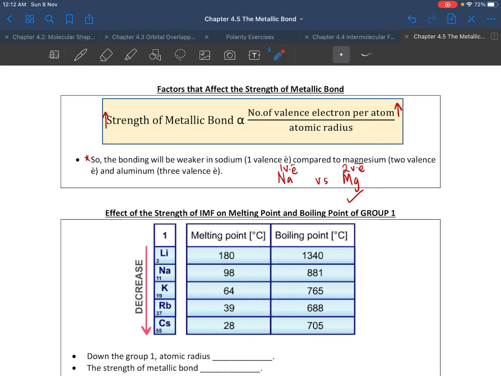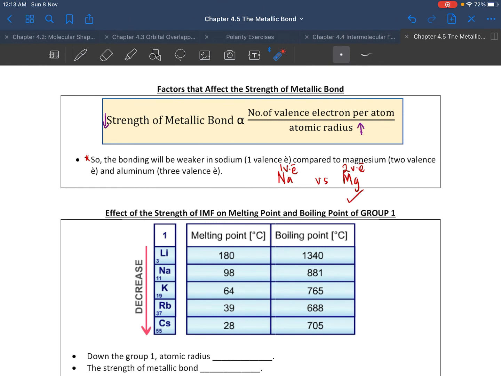Okay. And then if we want to compare aluminium as well. Okay, aluminium since ada 3 valence electron, so dia punya metallic bonding lagi kuat daripada magnesium. Okay, so that is for number of valence electron. So next adalah atomic radius. Okay, so atomic radius is inversely proportional to strength of metallic bond. So maksudnya kalau atomic radius tu makin besar, okay, so you should expect your metallic bond akan jadi makin lemah. Okay, sebab dia inversely proportional, dia terbalik lah. Okay, kalau atomic radius makin besar, dia punya strength metallic bonding makin lemah.